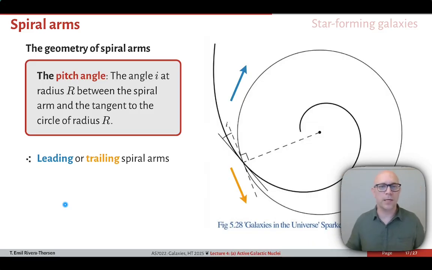Spiral arms can be either leading or trailing, which you see here. If this galaxy system is rotating in this direction, then we call the spiral arm here trailing. Or if it is rotating in this direction here, we call the spiral arm here a leading spiral arm, for obvious reasons.